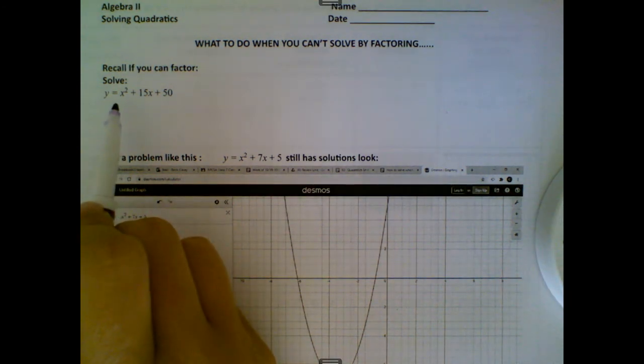So today we are going to focus on what to do when you can't solve by factoring. To start off today's lesson, we're going to recall if we can factor. I want you to take a look at this problem and solve by factoring. Take a moment, answer the following question.